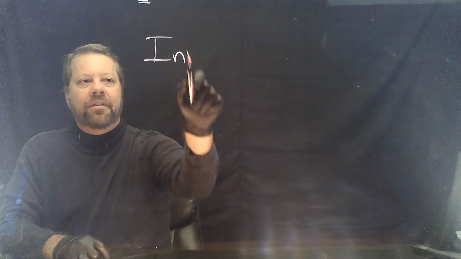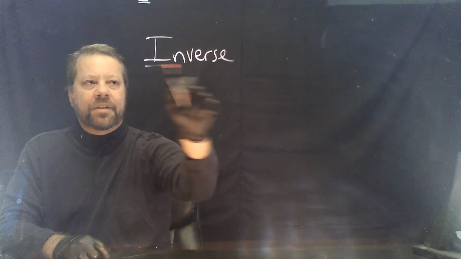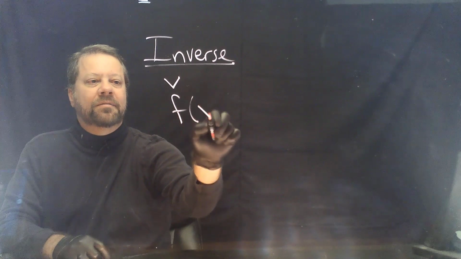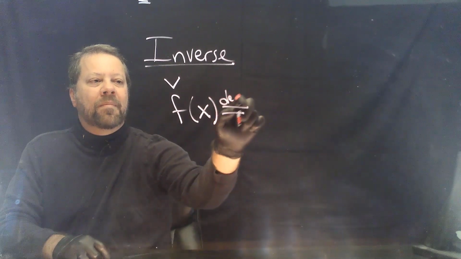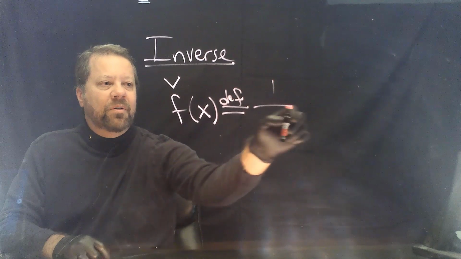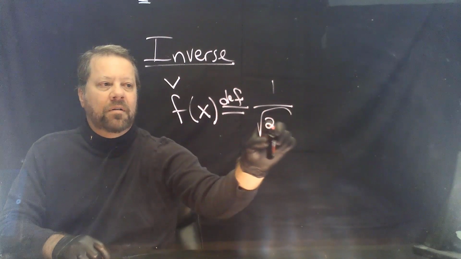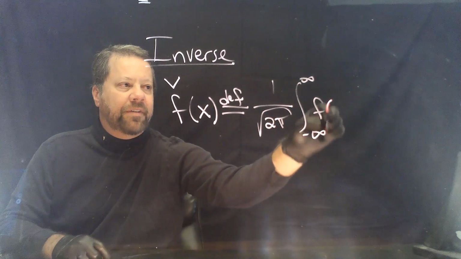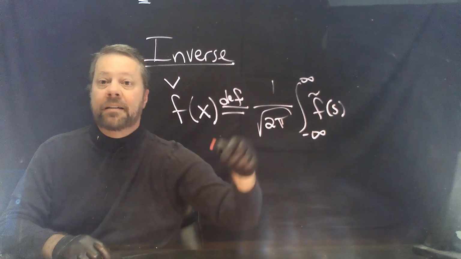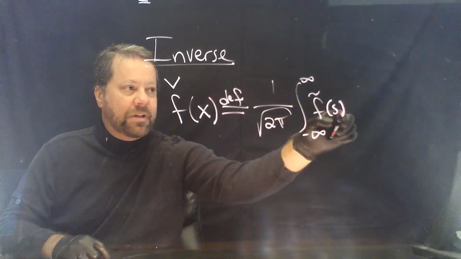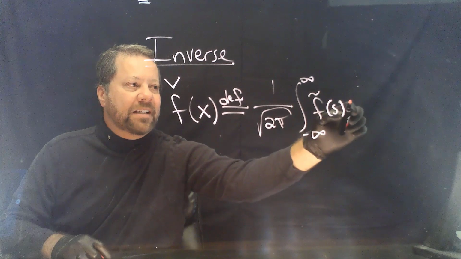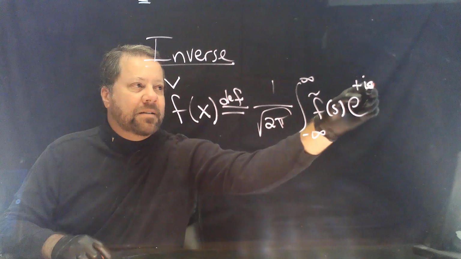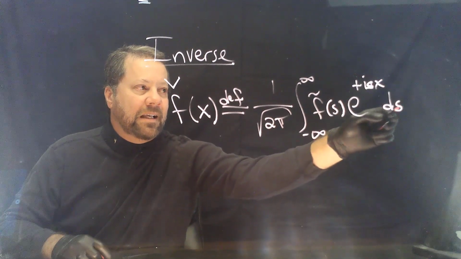We also have an inverse Fourier transform that we're going to define a notation for like this. It's going to be 1 over root 2 pi integral from minus infinity to infinity of f of s. We'll have to assume this is some kind of function that has had a Fourier transform applied to it perhaps, or just some function of s, e to the positive i sx ds.